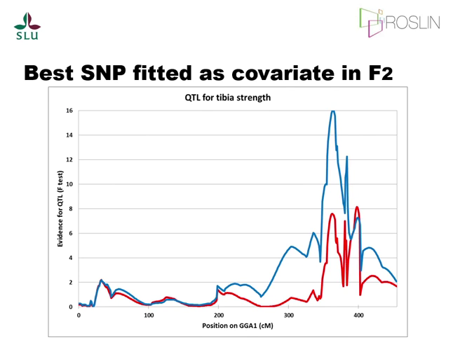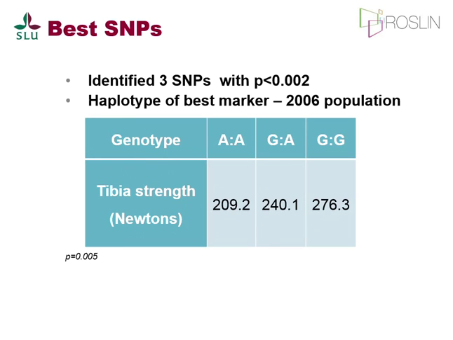And then what we did was, okay, if we take the best SNP from the commercial line and fit it as a covariate for the QTL analysis, then we go from the blue line to the red line. So the best marker from the association study explains most of the QTL effect. It's not proof, but it's pretty convincing that we're looking at the same thing. So we're a little bit better there.